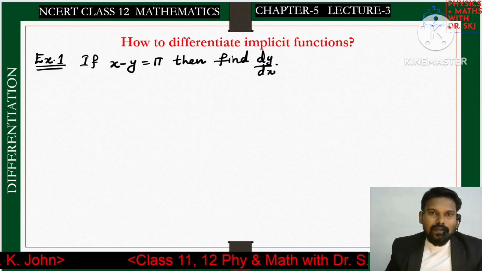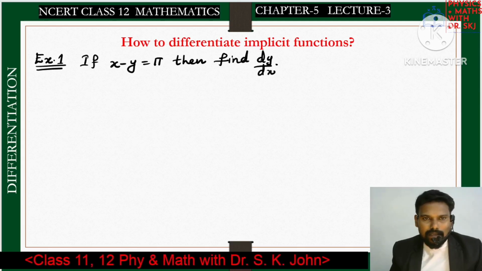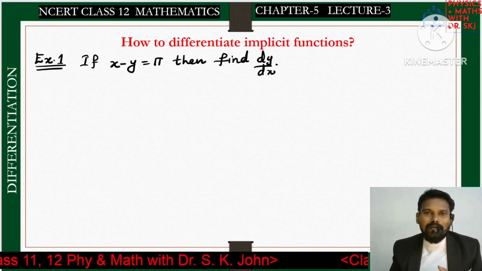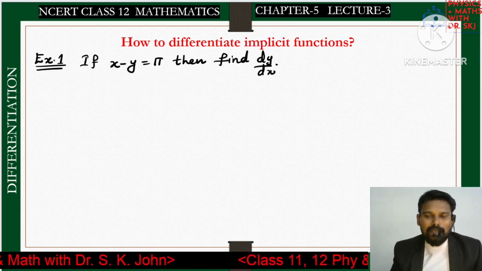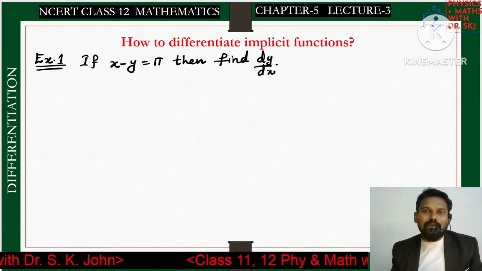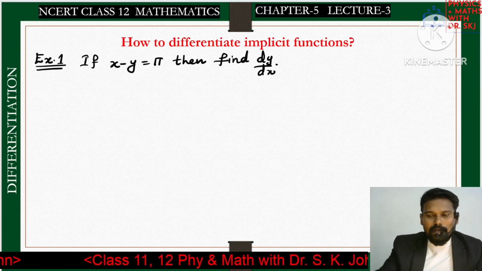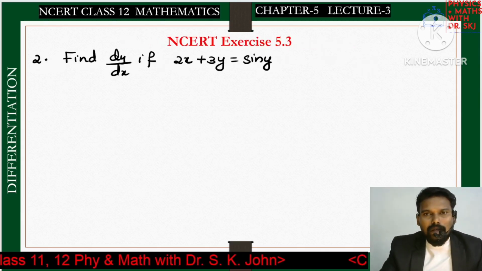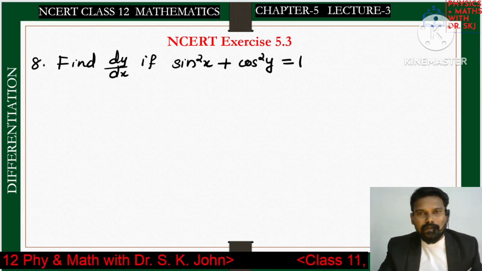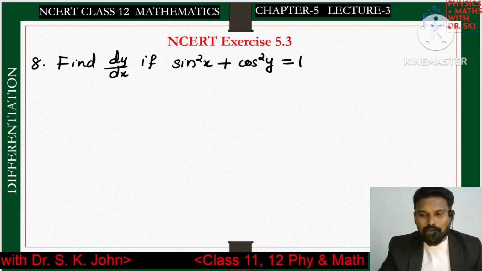Now coming to how to differentiate implicit functions. I will explain this differentiation of implicit functions based on these three examples. After that, we will do the questions which are given in NCERT exercise 5.3. There are 8 questions given in NCERT exercise 5.3. We will solve all those questions.